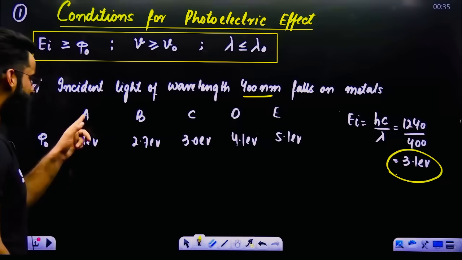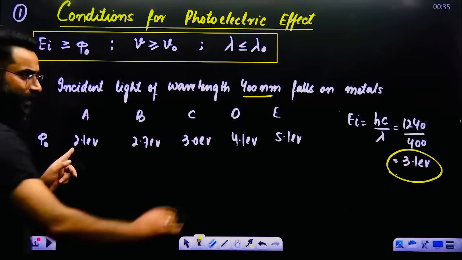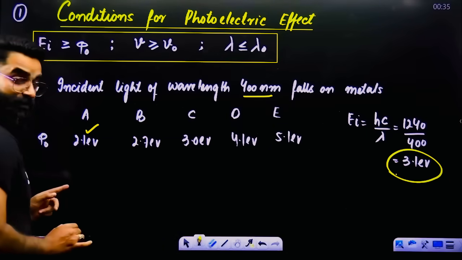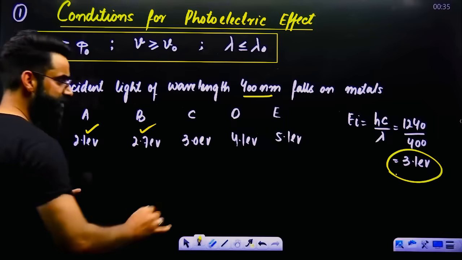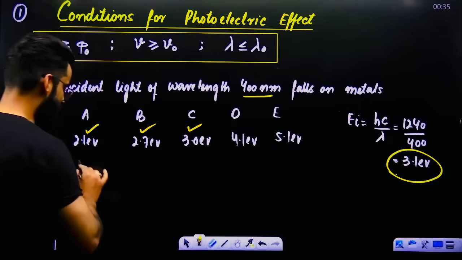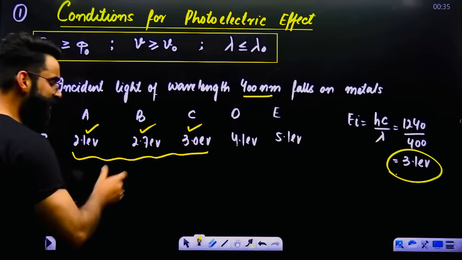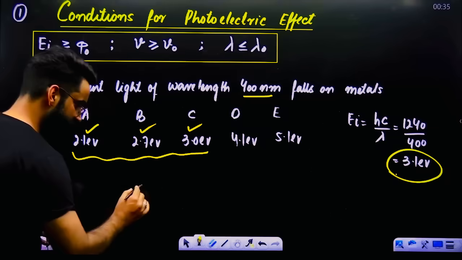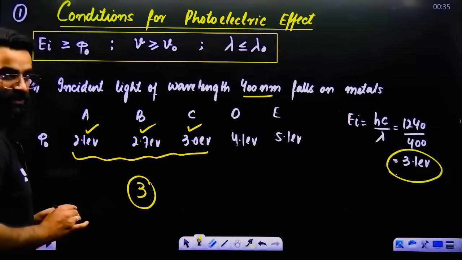Now, work function of metal A is 2.1 electron volts. So incident energy is greater than work function, again greater than work function, again greater than work function. So I would say these are the three metals which are going to show photoelectric effect over here. So the answer of this question is going to be 3.